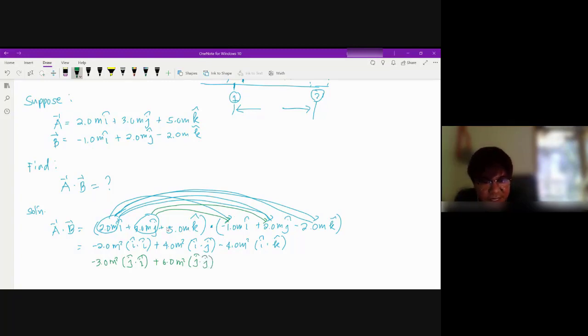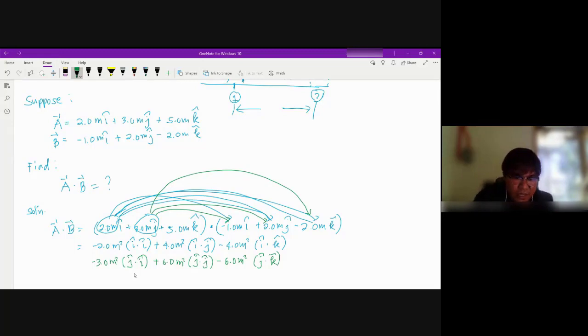Next would be this one and that one. So positive 3 times negative 2, that would be negative 6 m square, and then you have j dot k hat. Okay? And then the last one.